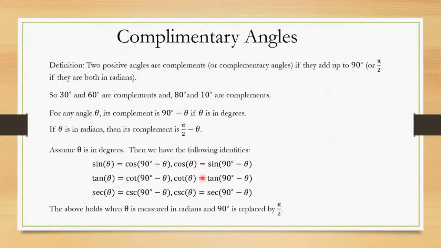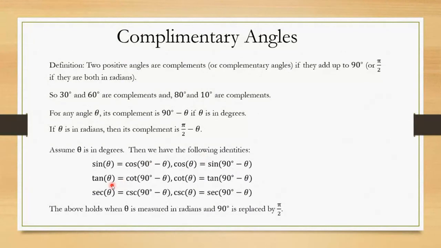Now, you might be thinking, why do we even care about this? Well, because of these identities. Here we're saying that if you do sine of an angle and cosine of its complement, you're going to get the same value back. Same idea over here: cosine of an angle and sine of the complement, you get back the same answer.